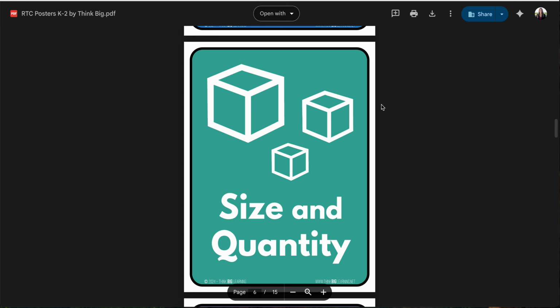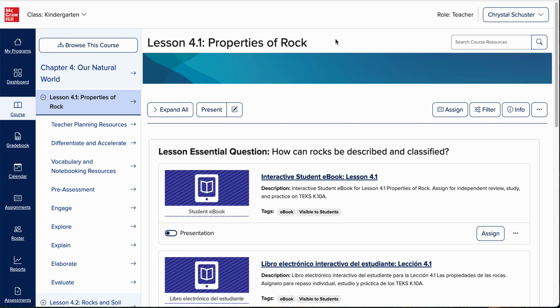Remember when we were trained on the RTCs, Think Big provided some more approachable words for our students. So you will have scale, proportion, and quantity. That's what this one is called in all the grades. Think Big has provided a resource that just says size and quantity. That makes it a little more approachable for our students. So that's the RTC we're looking at. The lesson that we are learning about is properties of rocks.